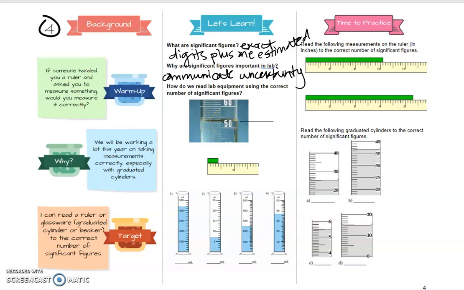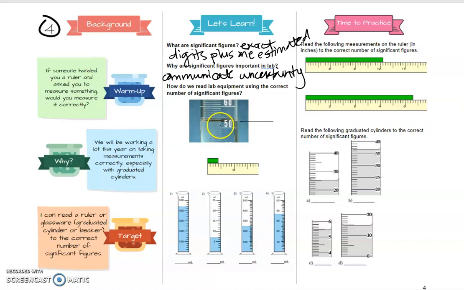Now, what you need to do whenever you're given a reading is figure out how it's marked. So I'll say to you, what is it marked to? Or how is it calibrated? That means the same thing. So I'm looking at this, and each individual line is 1. There's 51, 52, 53, 54, 55, 56, 57, 58, 59, 60. So I need to figure out what this meniscus line is telling me.